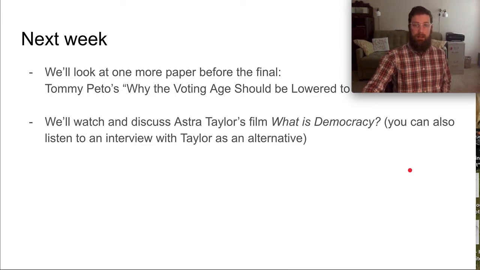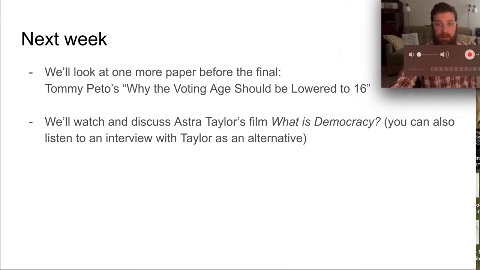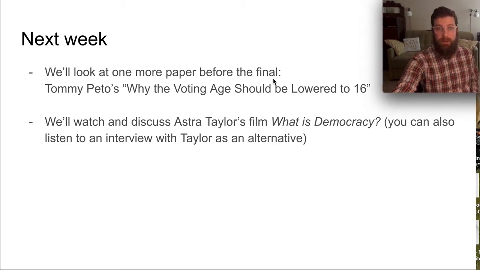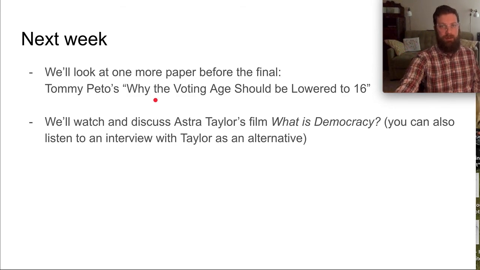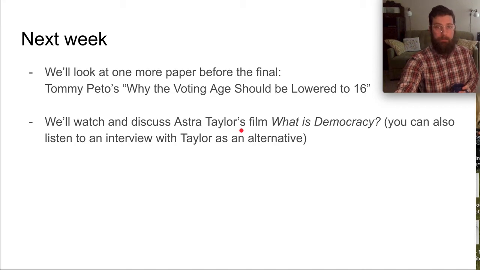And then next week, we're going to look at one last paper for the term. We're going to be looking at a paper by Tommy Pito, and the paper is called Why the Voting Age Should Be Lowered to 16. So that'll be the last paper and video lecture module for the course. And then our last topic will be to watch and discuss a film by Astra Taylor called What is Democracy? So you'll be able to access that movie through Canopy, which you should be able to access through your UNC-G library account.